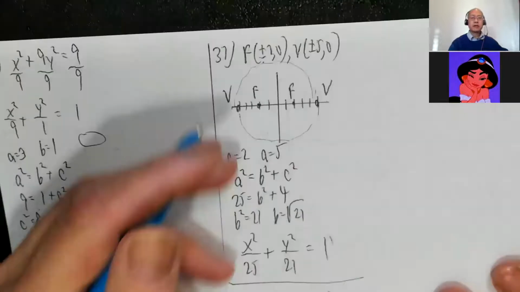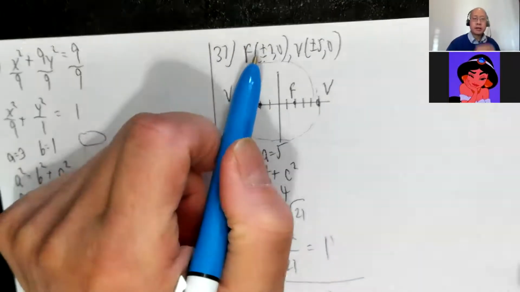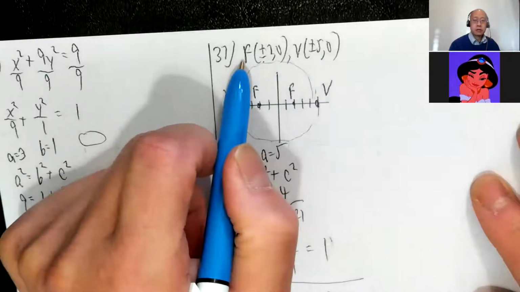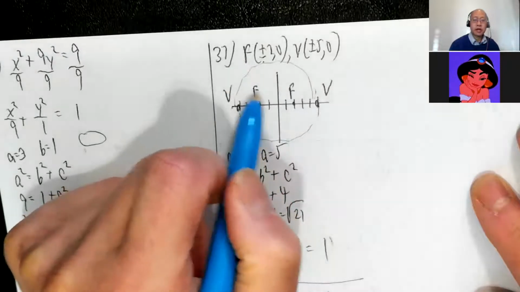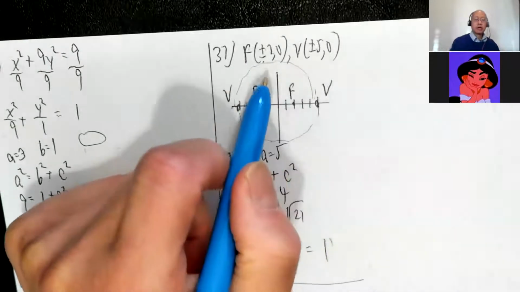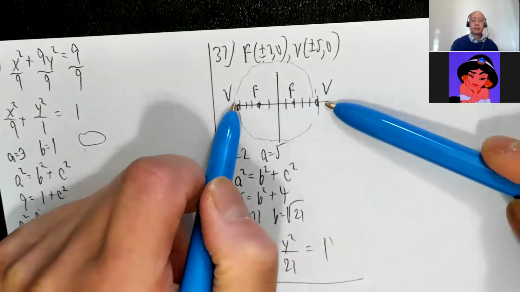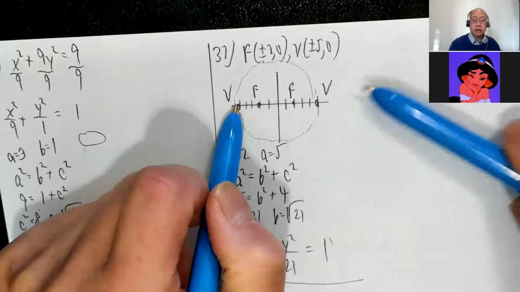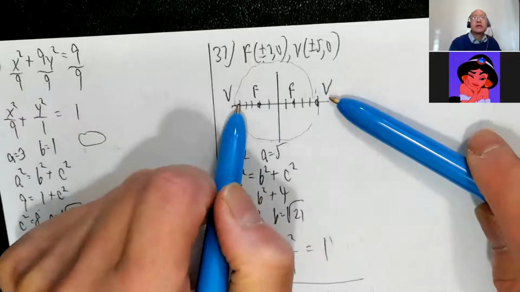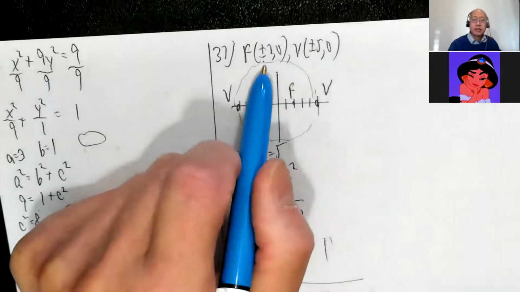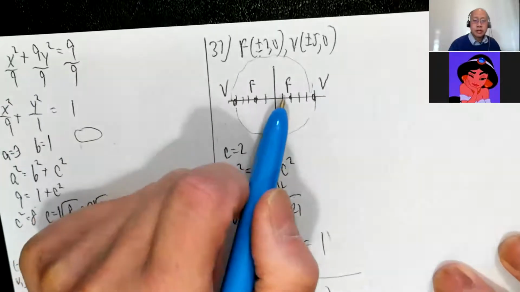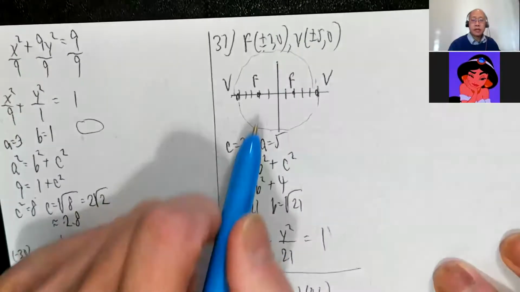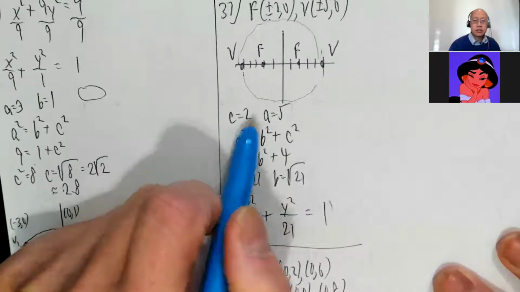In problem 37, they're telling you the foci are plus or minus 2, 0, and the vertices are plus or minus 5, 0. Okay, so F for focus, 1 focus, 2 foci, 1 vertex, 2 vertices. The vertices are the endpoints of the major axis. Major axis is the larger one. All right, so the vertices are here and here. The center's at the origin, which is nice. So that gives me the A. A is 5, C is 2. C is the focal distance, distance from the focus to the center. A is the distance from the center to the vertex. So C is 2, A is 5.